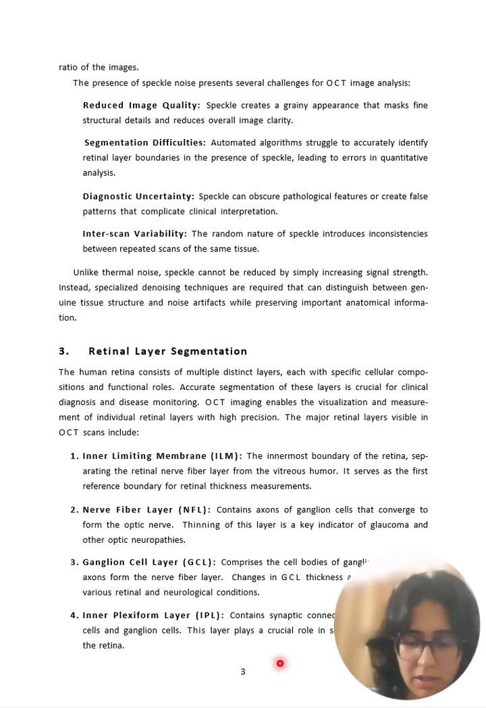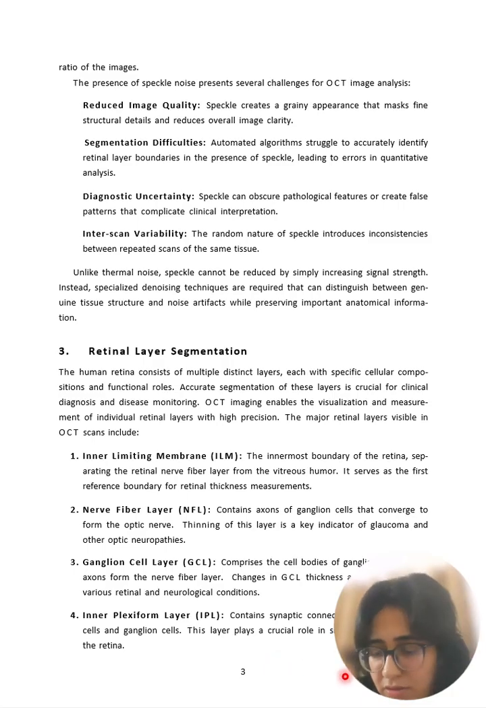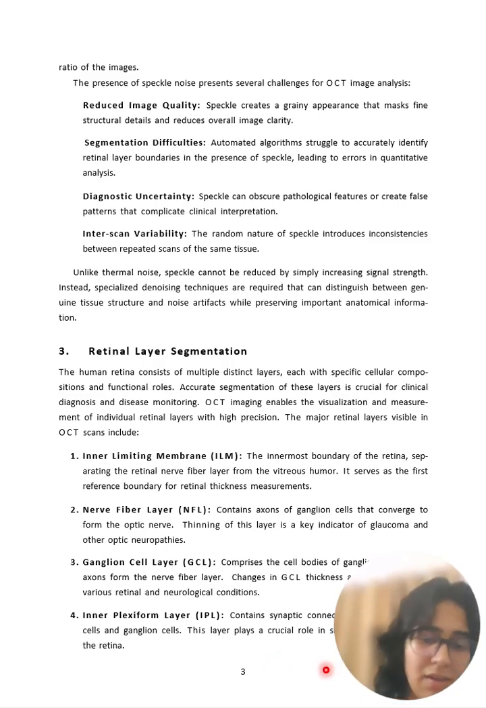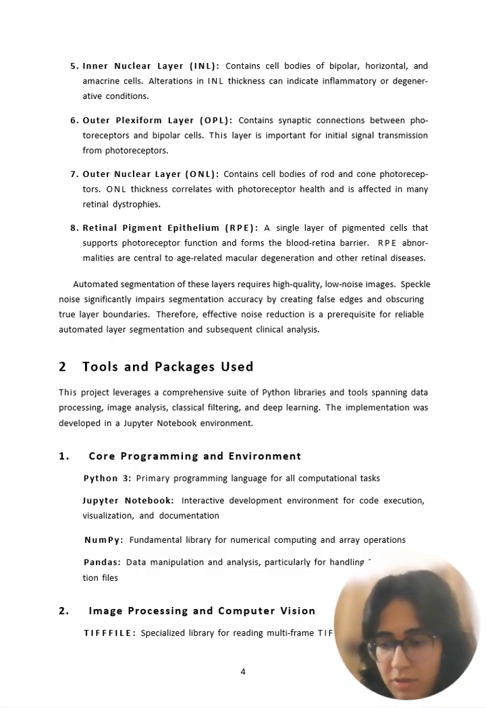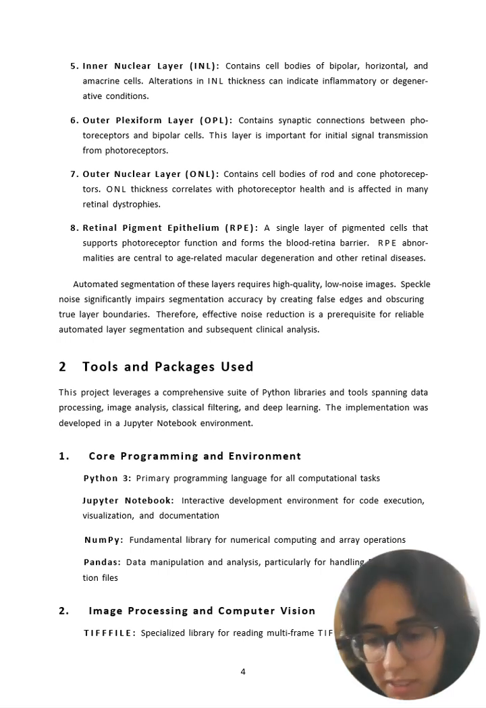Next is the inner plexiform layer. It contains synaptic connections between bipolar cells and ganglion cells. So this plays a role in signal processing within the retina; when the signal from the eye has to be delivered to the brain, this is the place that is crucial. Then we have the inner nuclear layer. Alterations in this can indicate inflammatory or degenerative conditions. And then we have 3 more layers, that is outer plexiform, outer nuclear, and retinal pigment epithelium.